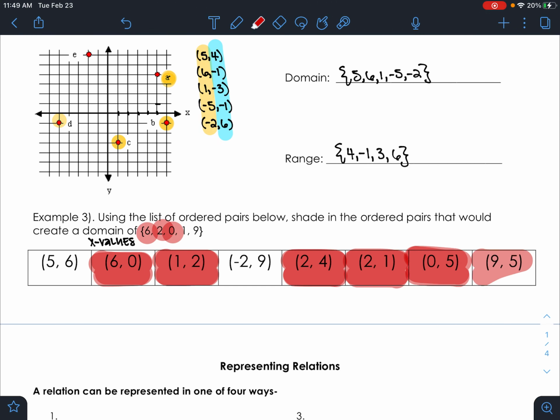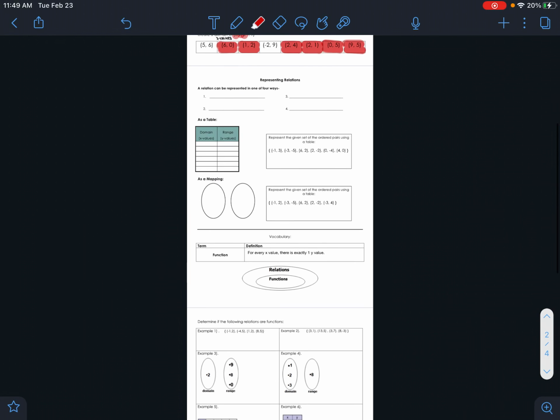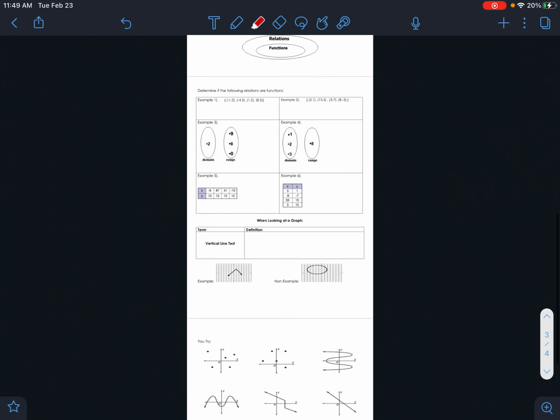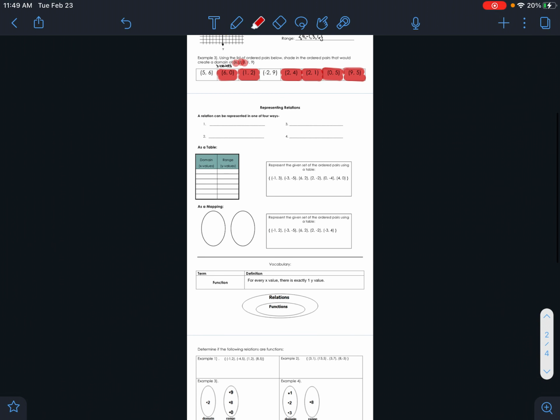So I'm going to pause here and come back, and then we'll do representing relations, and then we have a little bit more.